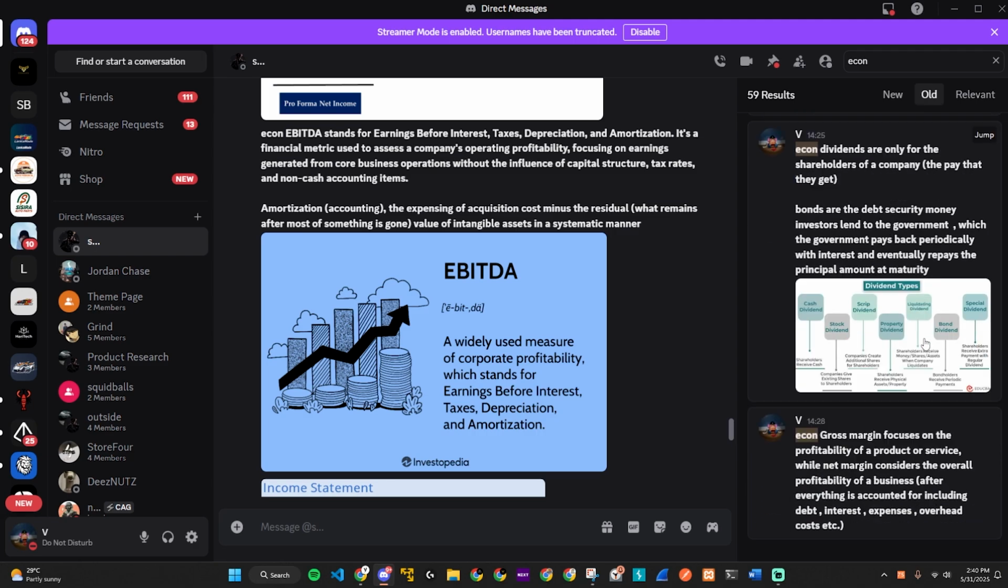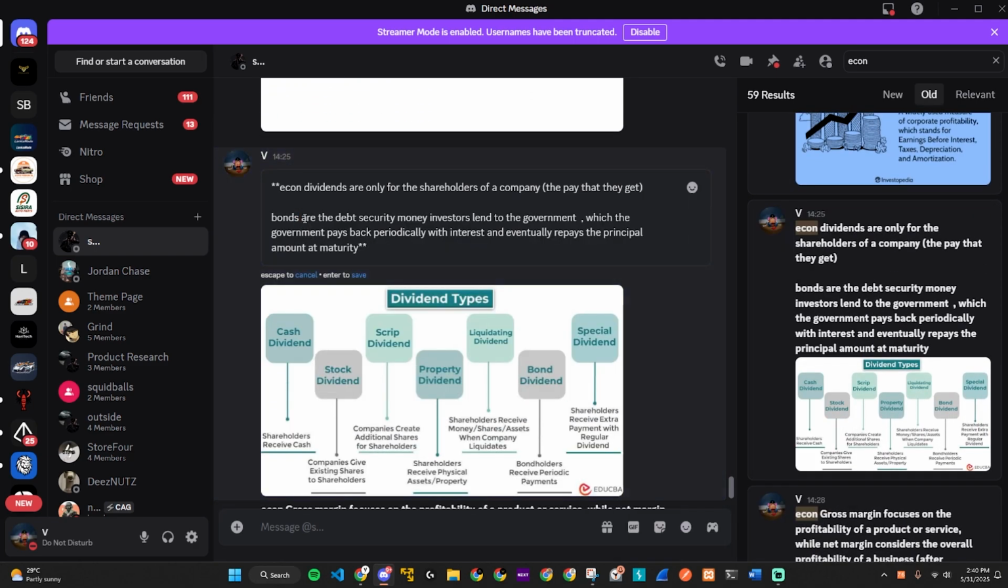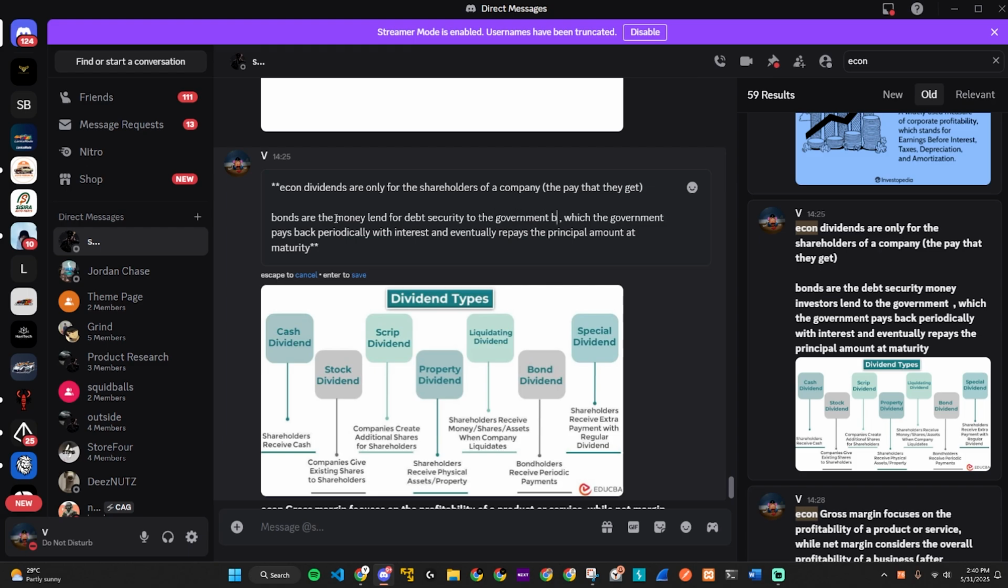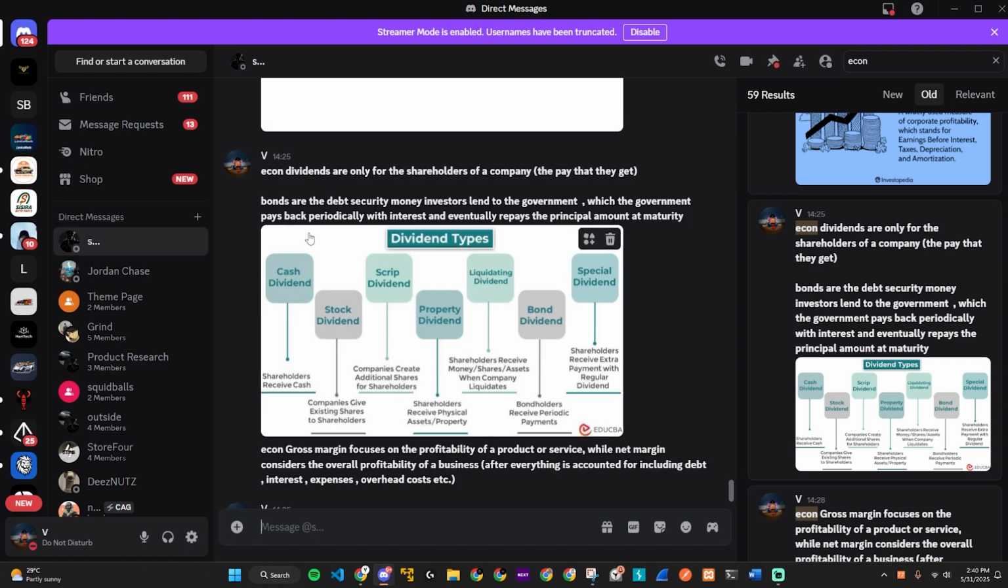So let me just show you guys something. We're gonna simplify this a little bit more. Bonds are the debt security money investors lend to the government, which the government repays periodically with interest and eventually repays the principal amount at maturity.